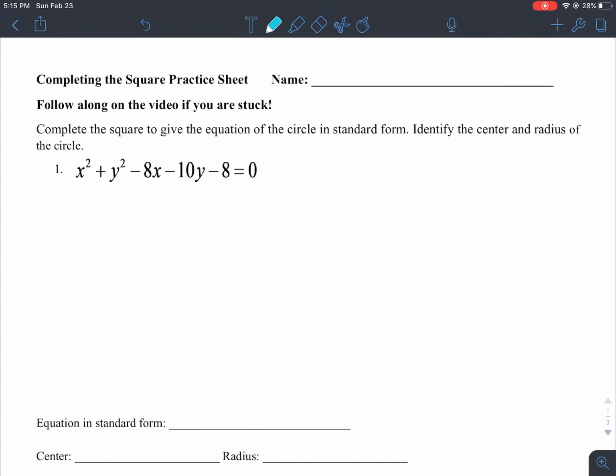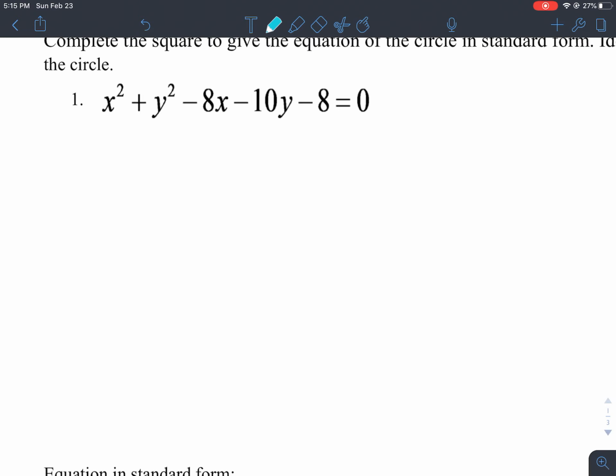All right, so for our first completing the square problem, if we look at number 1, we know that the first thing we need to do is move our constant to the other side. The constant is the term that does not have a variable attached to it. So if we look here, our constant is this minus 8. So what we're going to do is add 8 to both sides. So we end up with x squared plus y squared minus 8x minus 10y equals 8.